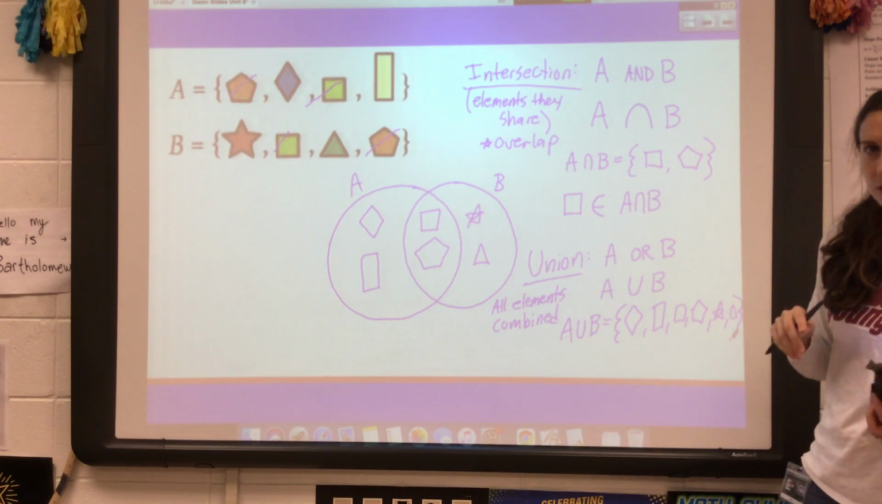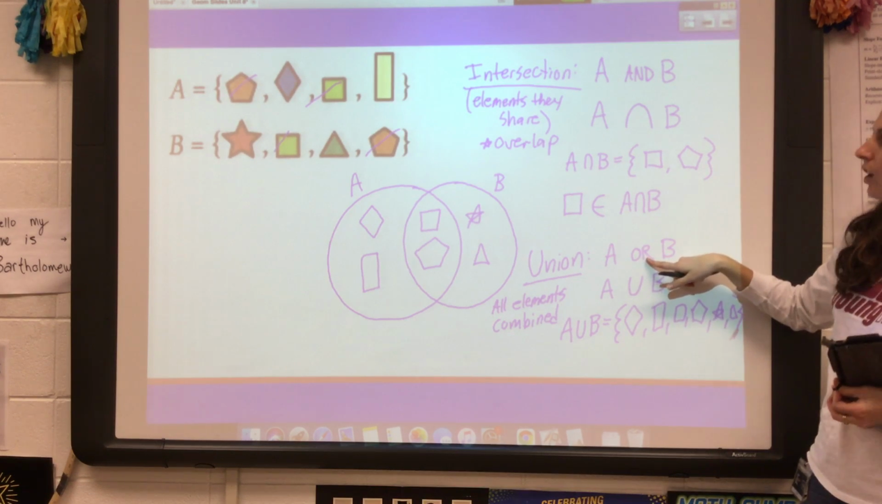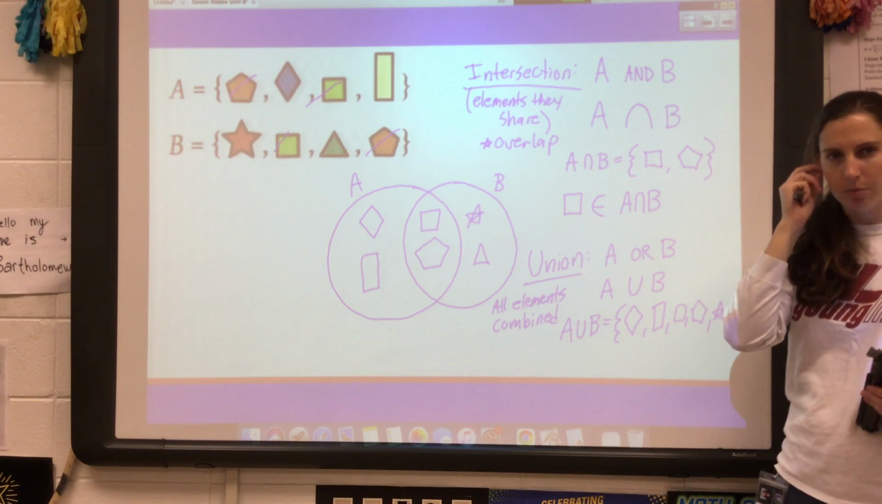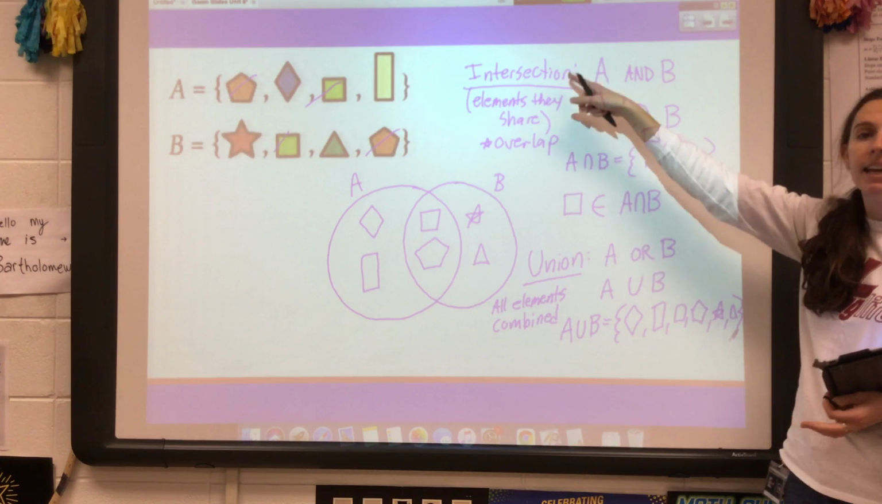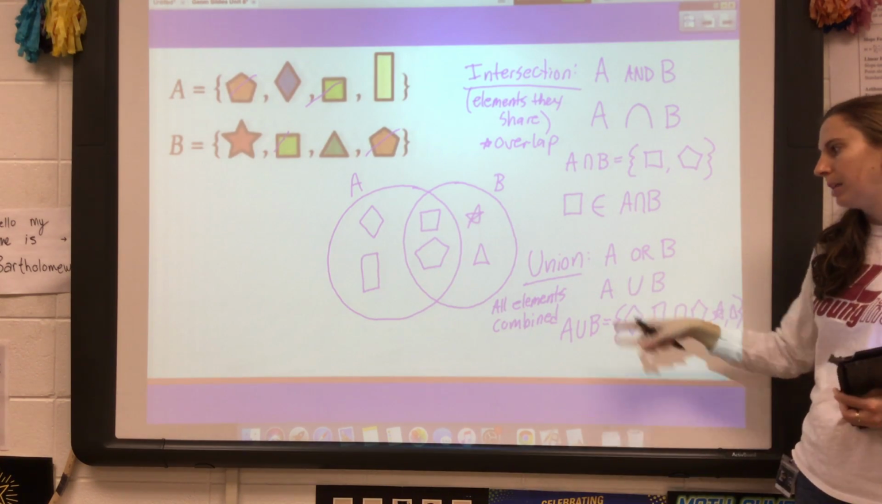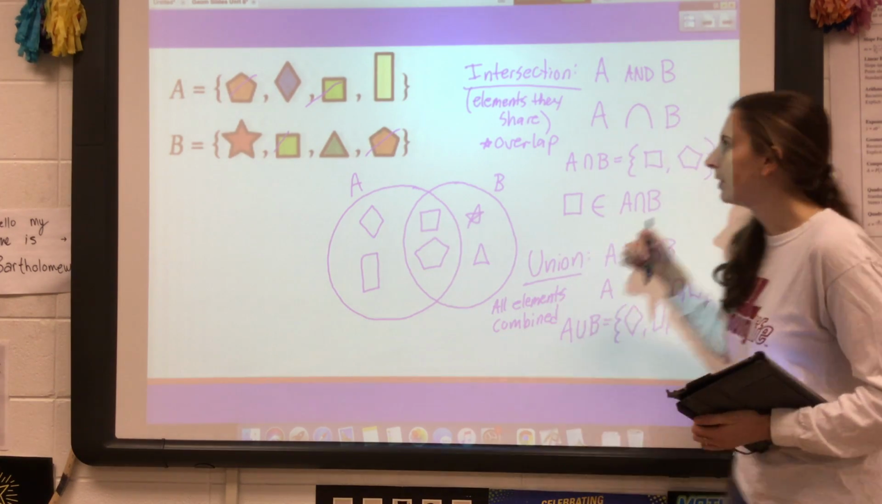So you're going to see both of these formats. You're going to see the words "and" and "or," and you're also going to see this symbol and this symbol, and you need to know what those mean. The "and," or this A-looking thing, means the intersection, where they overlap, or this U shape means the union, or basically just all the elements combined.